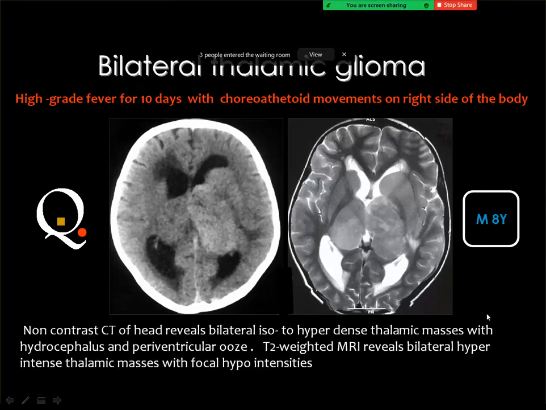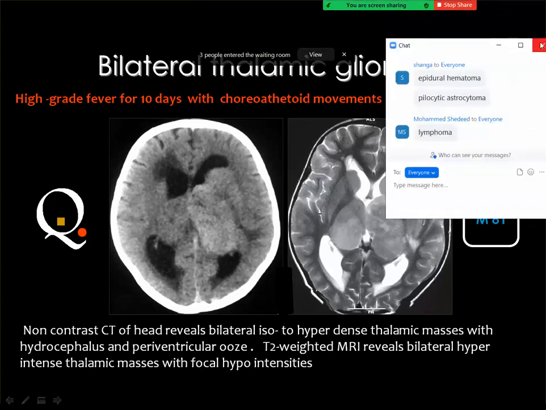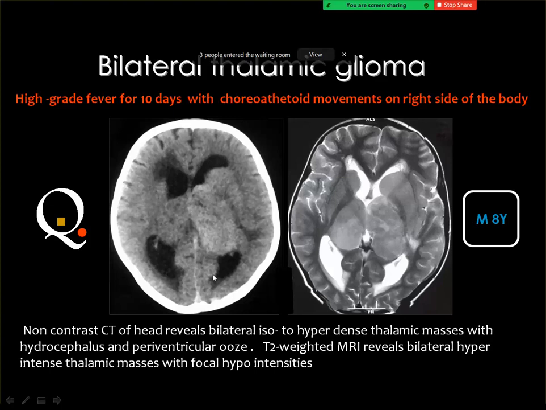Okay, and you have two big masses in the thalamus, and these masses exert a significant mass effect on the third ventricle with supratentorial obstructive hydrocephalus, and you know that these are bilateral thalamic gliomas, and this is one of the entities seen in the pediatric age group.